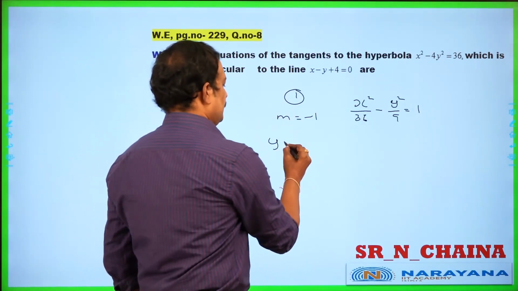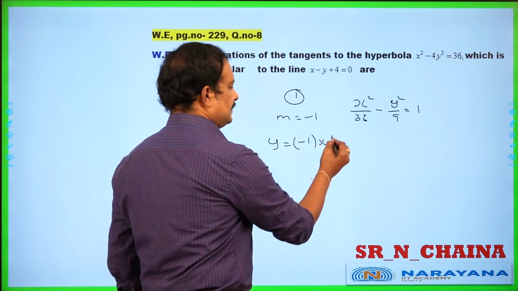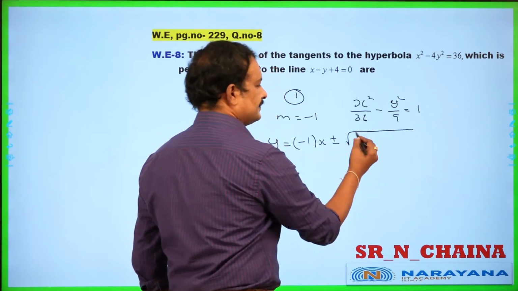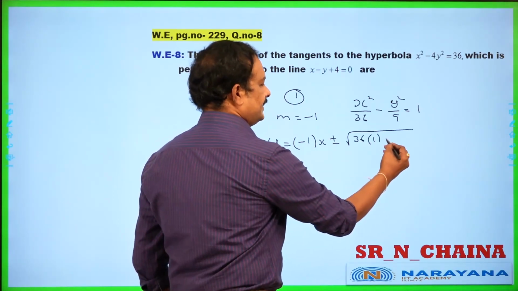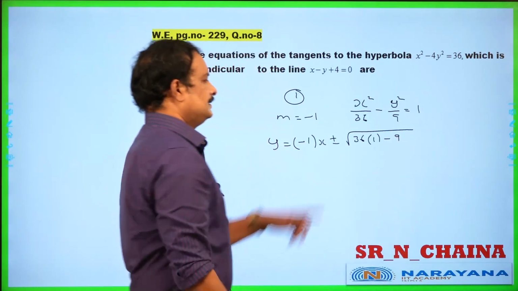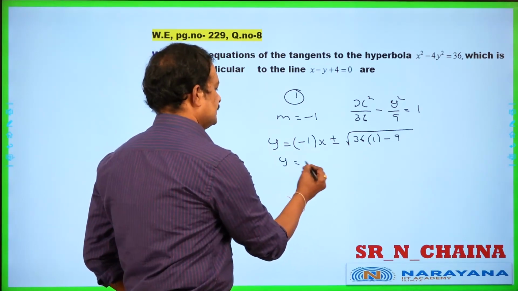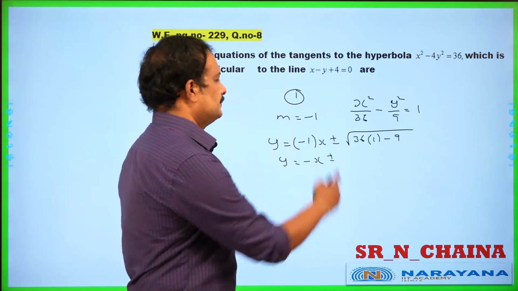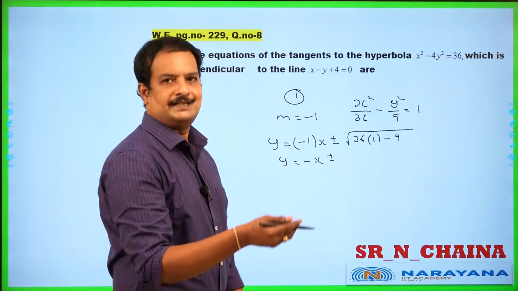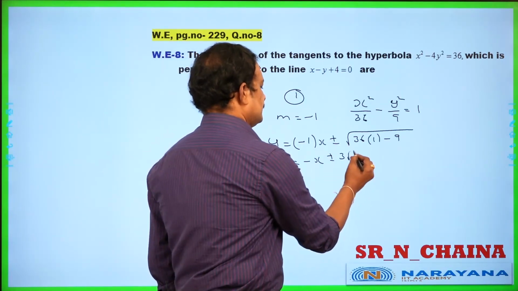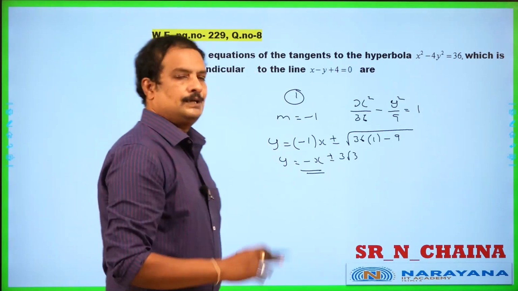So let us take the equation y equal to mx, which here is minus 1 into x, plus or minus root over a square m square minus b square. So a square is 36, m square is minus 1 whole square, that is 1 only, minus b square, that is nothing but minus 9. That's all. So here we are going to have y equal to minus x plus or minus, and what is the value for this one? This is nothing but root 27 of course, so that is 3 root 3. So these are the tangents of the hyperbola which are perpendicular to that line. Okay. Now let's go for the next question.